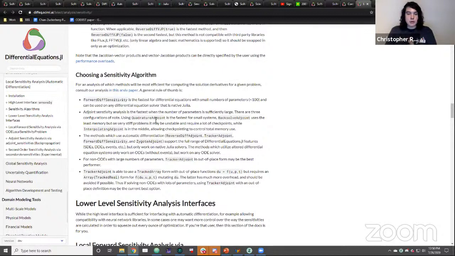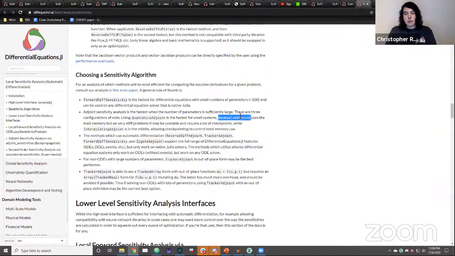So quadrature adjoint tends to be the fastest adjoint for smaller ODE systems. So when you have something around that 100 parameter range, quadrature adjoint does very well. Backsolve adjoint is one that, if your problem is very non-stiff, it can work, and it will be the fastest if your problem is very non-stiff. But if your problem has just a little bit of stiffness, it can give a lot of accuracy issues.